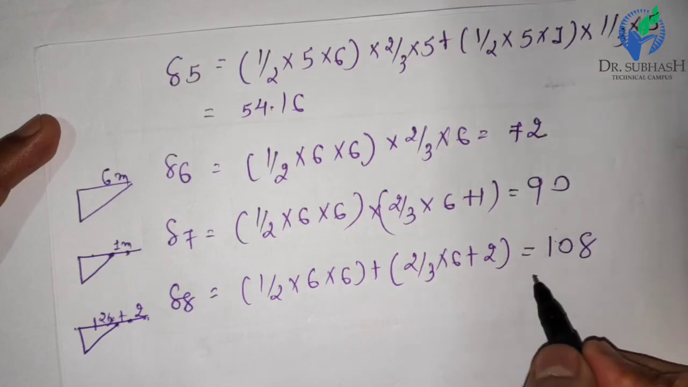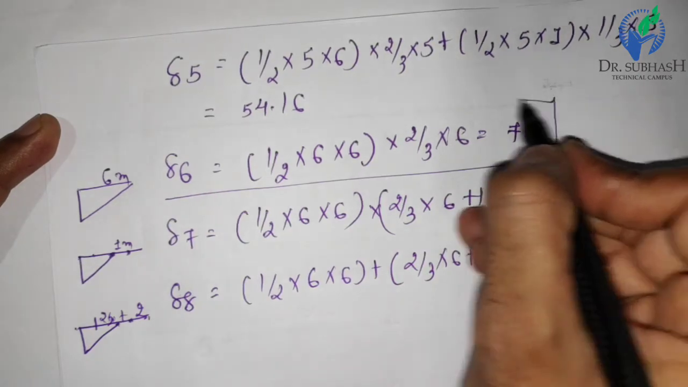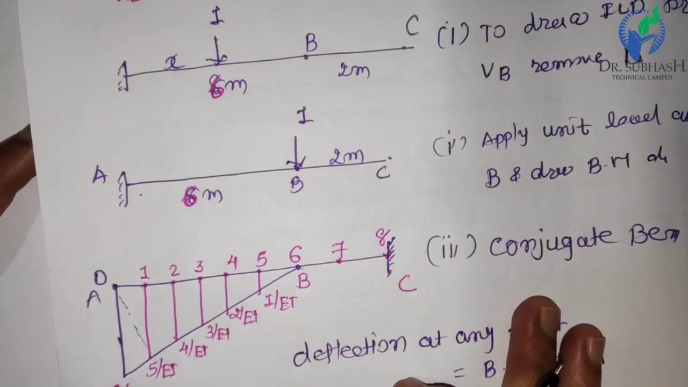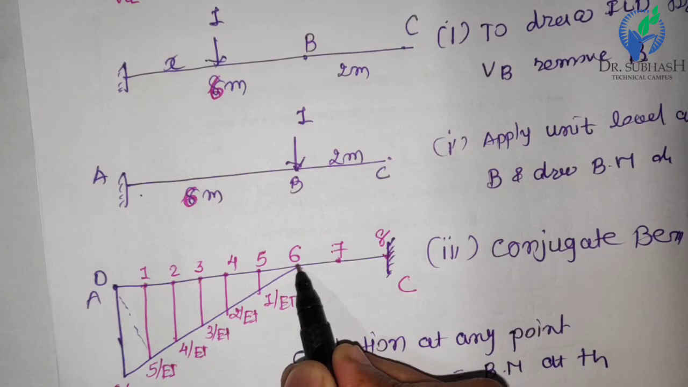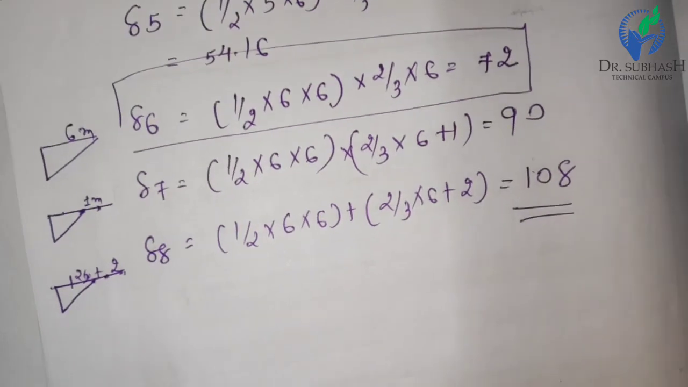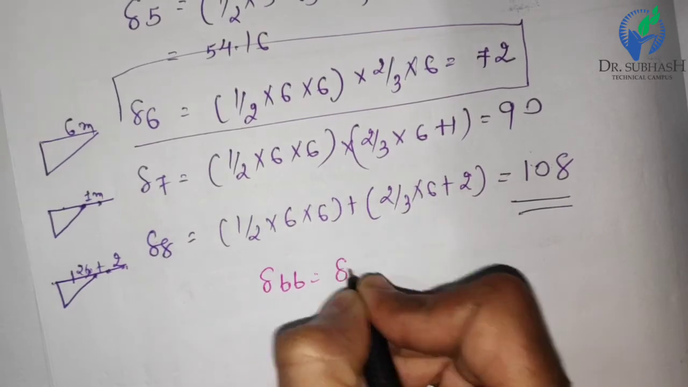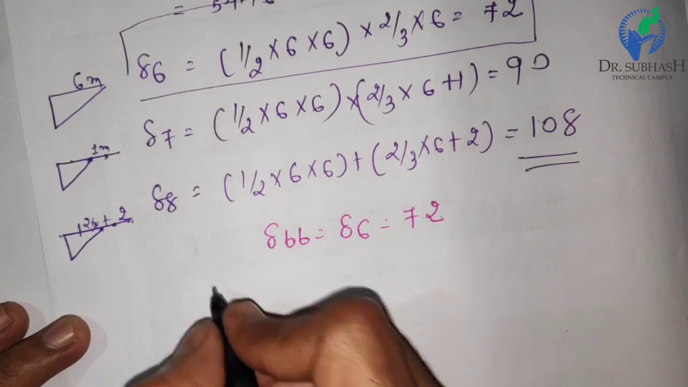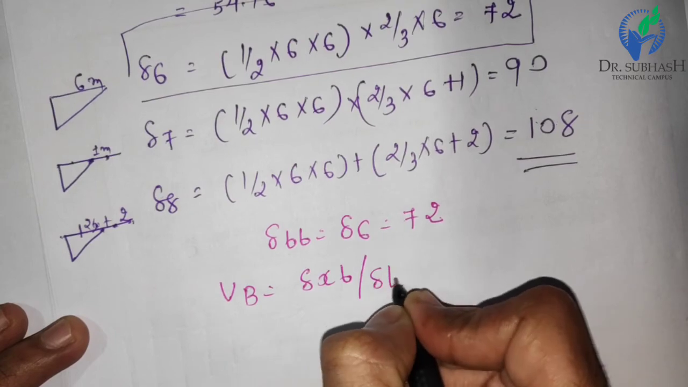Now we will not take delta BB is 108 because हमारा B पॉइंट कहाँ पे है? डेल्टा 6 पे. अगर आप अगेन फिगर देखोगे तो डेल्टा 6, इट मीन्स हमारा जो डेल्टा BB लेना है वो 6 पॉइंट पे है. तो डेल्टा 6 जो है वो हमारा आएगा डेल्टा BB. So delta BB will be equal to delta 6, and value of delta 6 is 72. We know that the equation of VB is delta XB divided by delta BB.